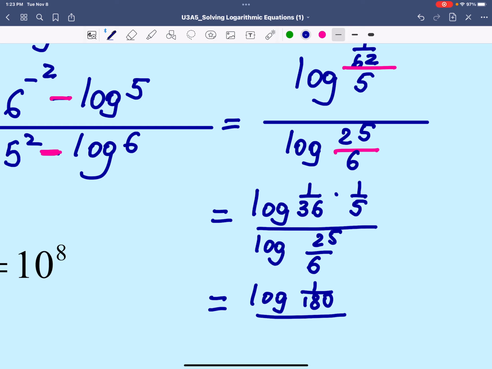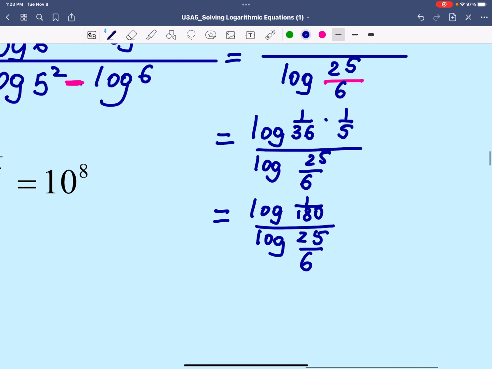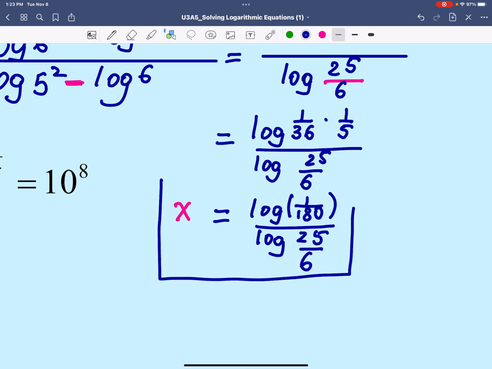And down here we have log of 25 over 6. So just use a calculator to find the value of this ratio. So basically I would leave the answer in this format for now, and I would say that the exact answer is log of 1 over 180 divided by log of 25 over 6.